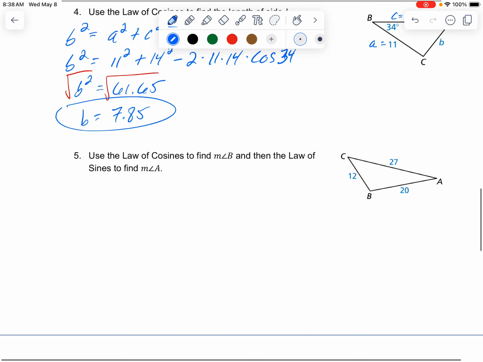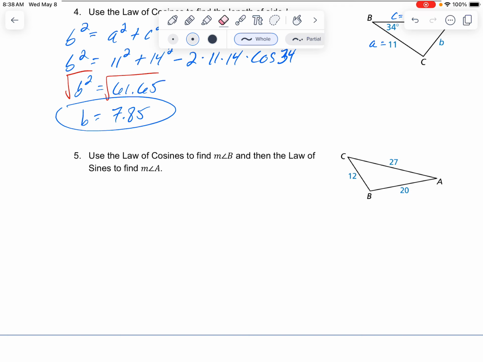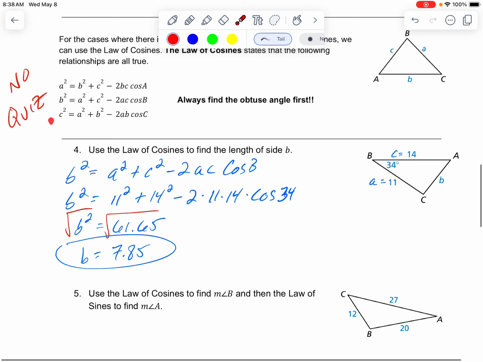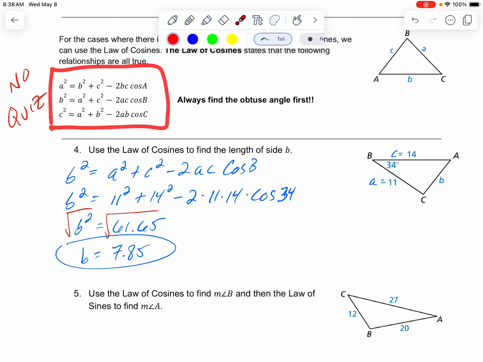Again, we want to look at what we're trying to find first. So this says use the law of cosines to find the measure of angle B. So again, we want to look up at our three equations and maybe pause here real quick and look these over and think about which of these we would want to use to find the measure of angle B.